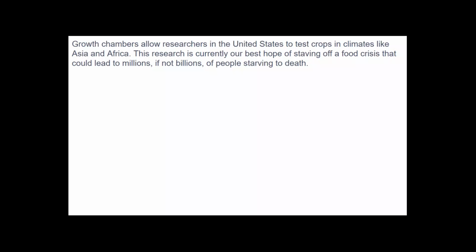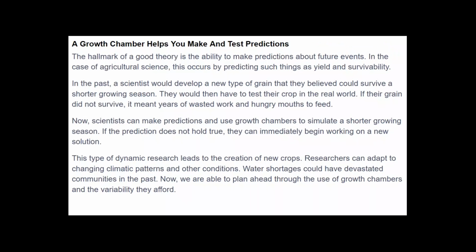I suppose the US does it so that it can continue to get funding for such research, and therefore their universities will flourish, when perhaps the best bet would be to simply provide Asian and African countries with the financial support to do the research themselves. And then you wouldn't need the growth chambers. The slide says the research is currently our best hope of staving off a food crisis that could lead to millions, if not billions, of people starving to death. This final statement is probably not correct. The best hope, as I said, would be to provide financial assistance to researchers in Asia and Africa so they can do the research themselves.